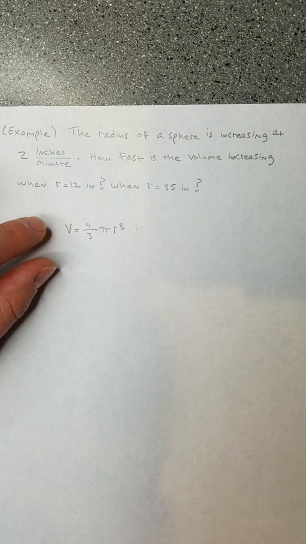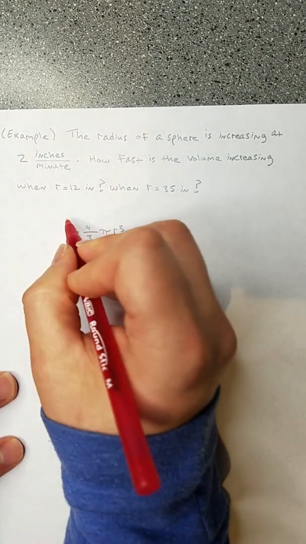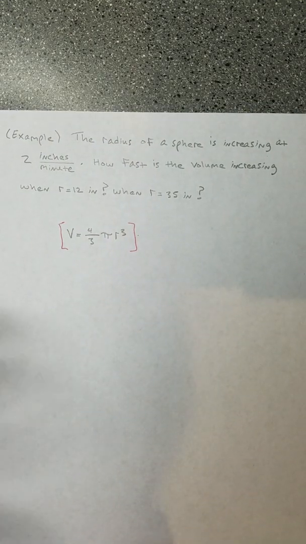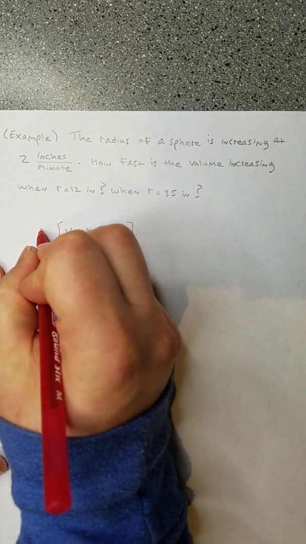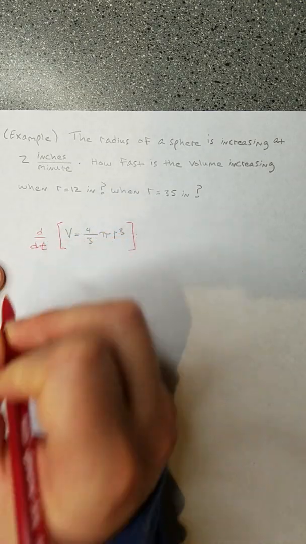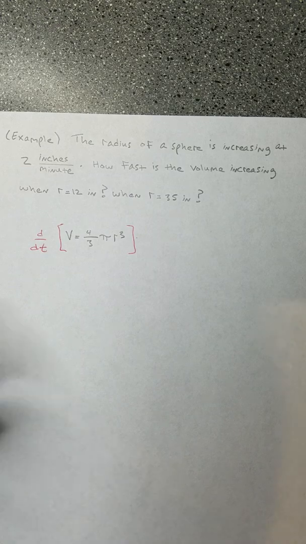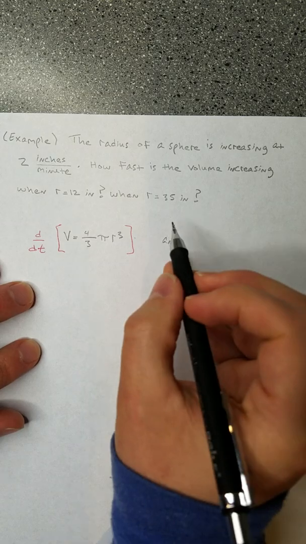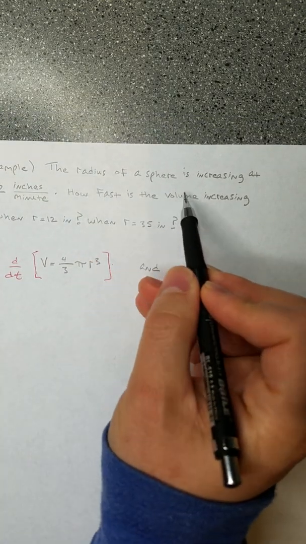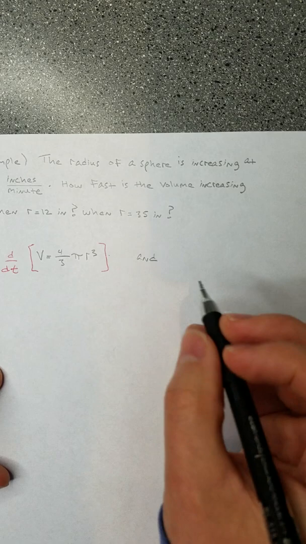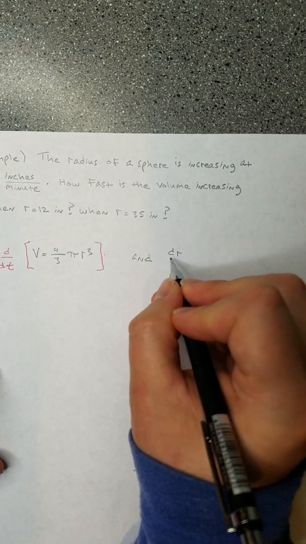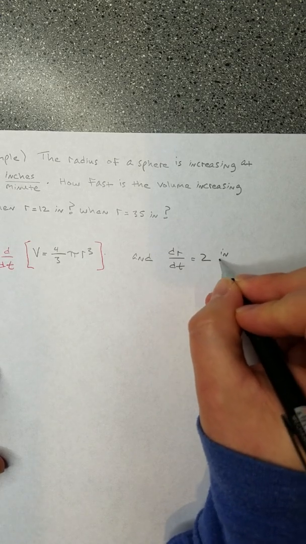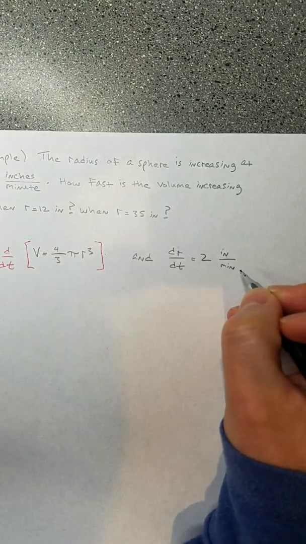So I have that, and I told you that once we get our operative equation for our situation, whatever it is, in this case I have a sphere, I need to take the derivative with respect to time, because everything here is changing in time. Okay. And I also know this as far as derivatives go. If you tell me the radius of the sphere is increasing at 2 inches per minute, that means that dr/dt is 2. And if you want to put the units, you can, but the number is just 2.